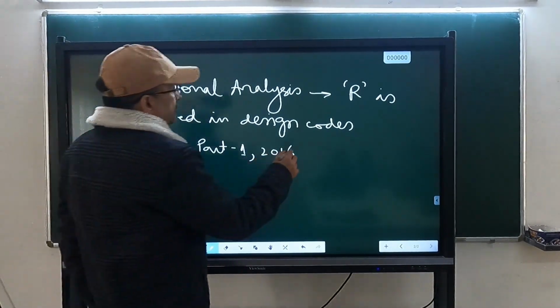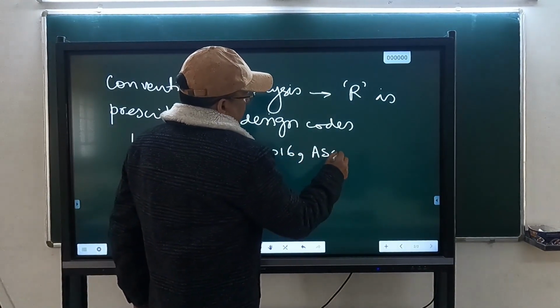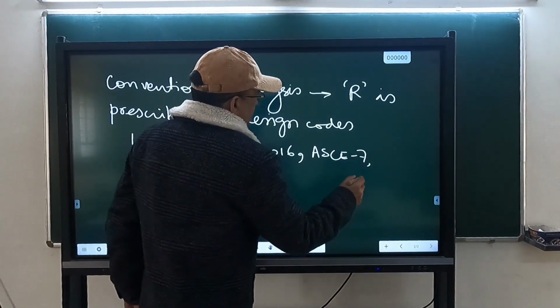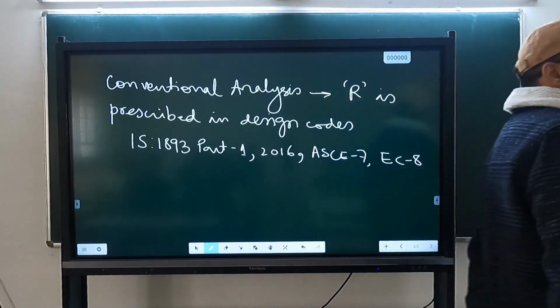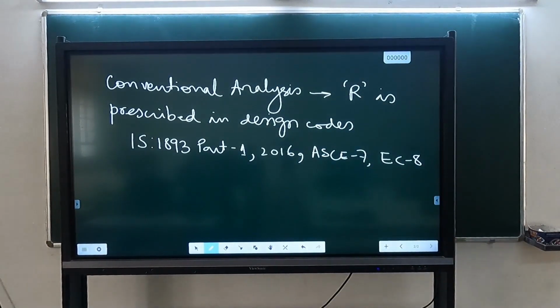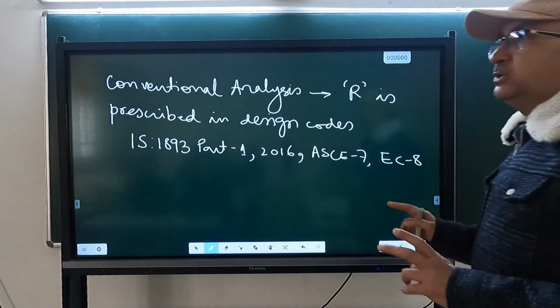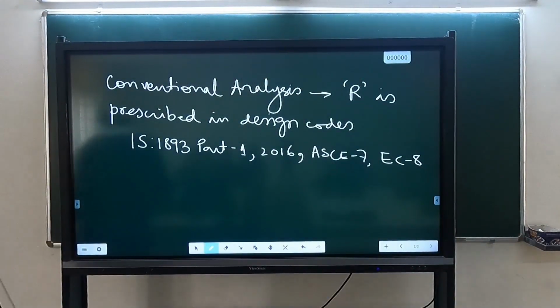Then it is there in ASCE 7, the American code, and EC8. And there are other codes. There is a separate code for New Zealand. Every country has its own national code and they have their own response reduction factors. And these response reduction factors are not matching.